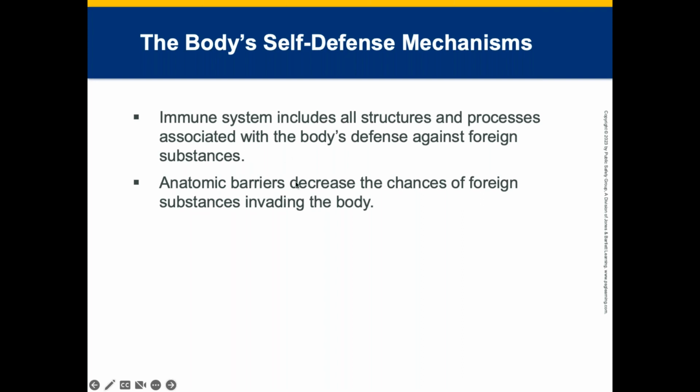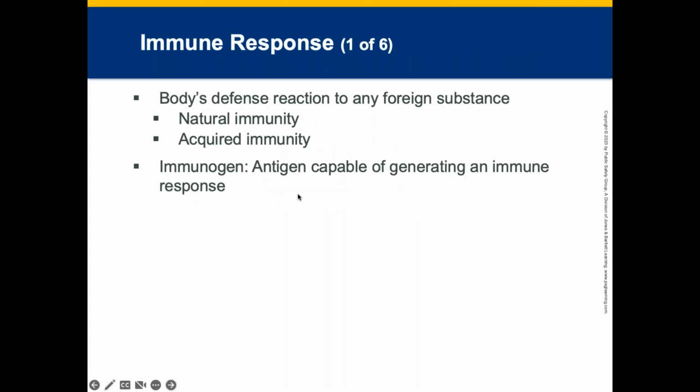So the body's self-defense mechanism is the immune system, which includes all the structures and processes associated with the body's defense against foreign substances. Some of the anatomic barriers decrease the chances of foreign substances invading the body. Skin, right? That'd be skin, hair, upper and lower respiratory tracts, acid in the stomach. These are all different barriers that our body has to prevent infection and different foreign substances entering our body.